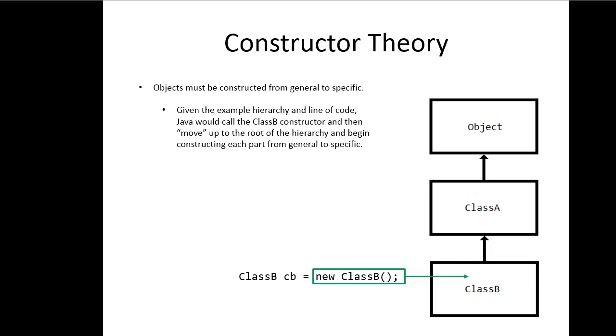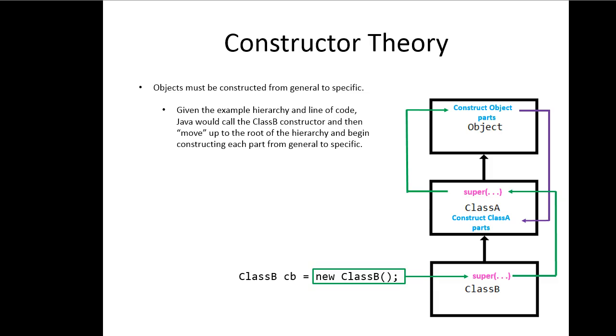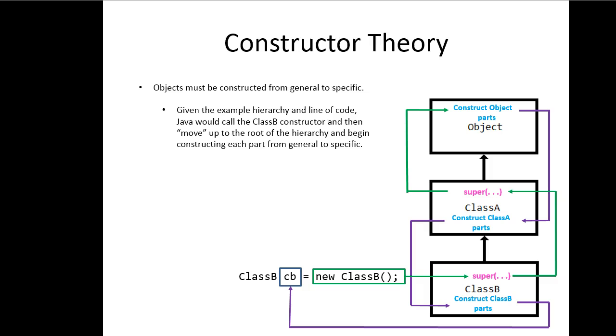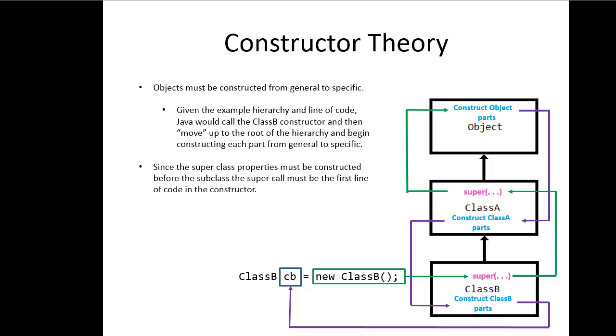There's going to be some sort of super command that's going to call up to class A. There'll be some sort of super call that will call up to object. We're going to construct object, then we're going to construct class A, then we're going to construct class B, and then we're going to return a reference to the newly created object. Since the superclass properties must be constructed before the subclass, the super call must be the first line of code in the constructor. And just a little point here, remember constructors return references to the constructed object. We don't actually write a return type because by default they have to return a reference to that constructed object.